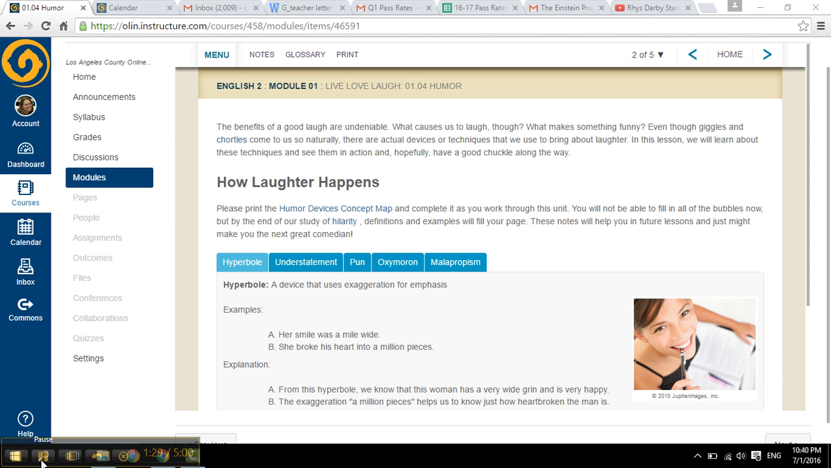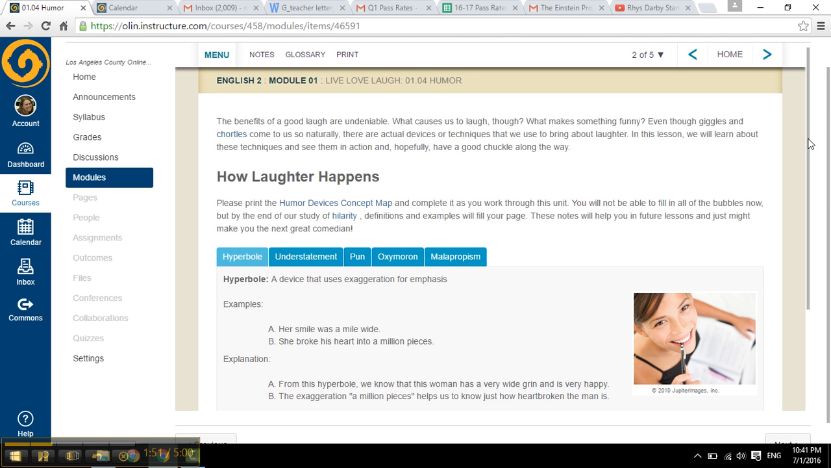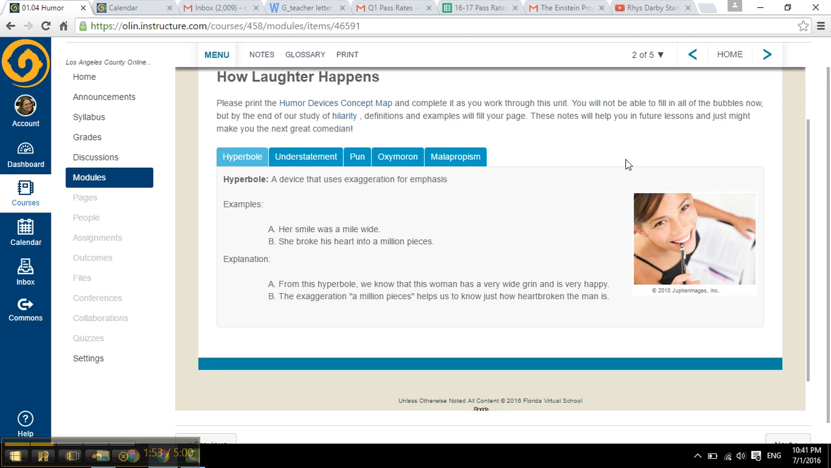On page 2 here, it says, the benefits of a good laugh are undeniable. What causes us to laugh, though? What makes something funny? Even though giggles and chortles, which means a gleeful chuckle, come to us so naturally, there are actual devices or techniques that we use to bring about laughter. In this lesson, we will learn about these techniques and use them in action and hopefully have a good chuckle along the way.